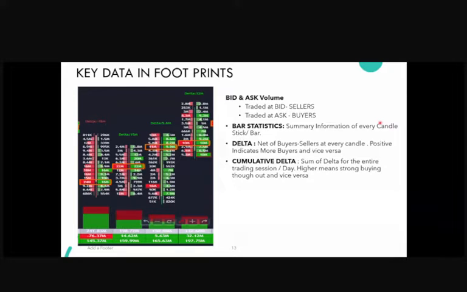Cumulative delta is a fantastic way of trying to understand order flow. If you're new to order flow, and this much data is overwhelming for you, and it is very difficult to understand and interpret, one of the best ways to start trading and using order flow is cumulative delta. I have a very good video that I created on how to use cumulative delta. If you have time, any time, just refer to that in the future, and you'll just love it.